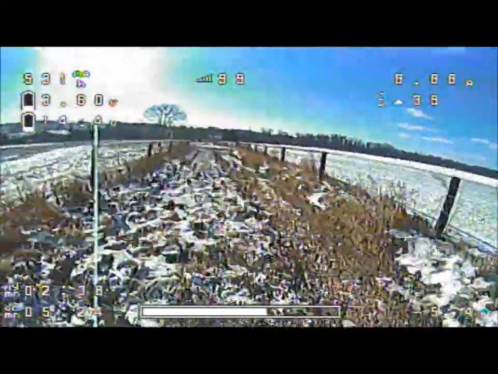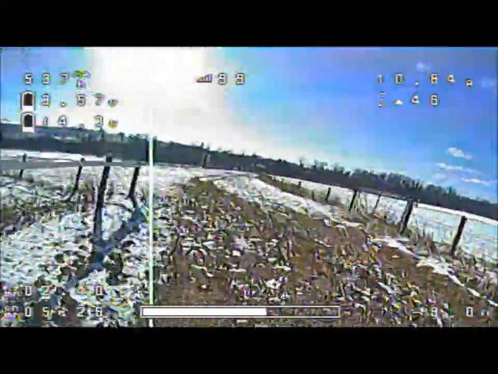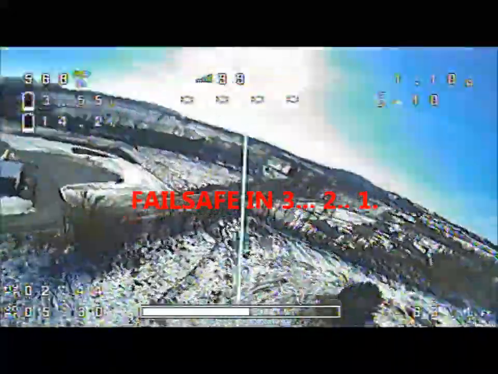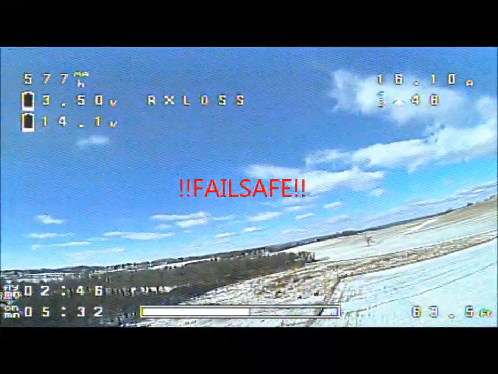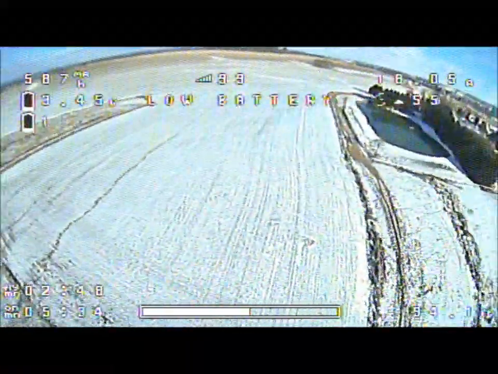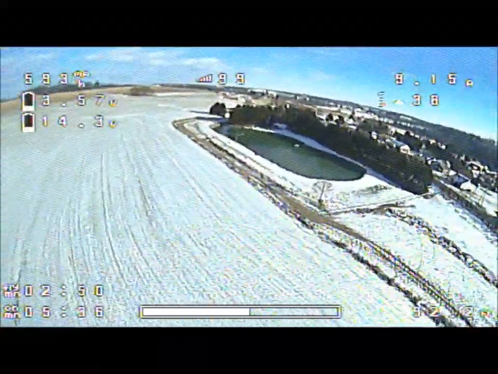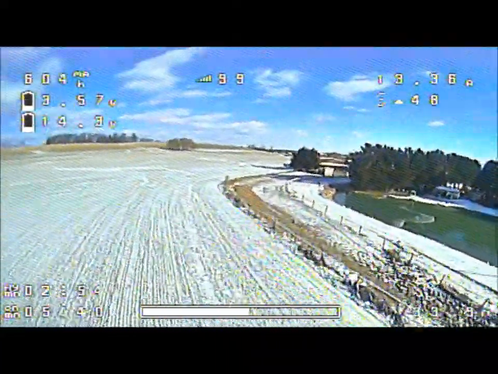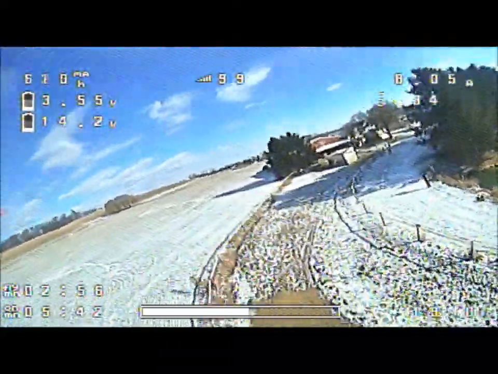But here's another one, just kind of doing a little luge in the horse field, and another failsafe a little farther away, boom. Again, able to recover, picked up the transmitter a little bit to get out of that one. So there, plenty of altitude, but nevertheless, it would have been quite a fall.